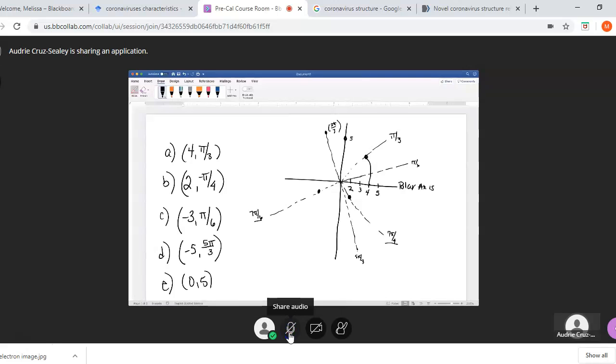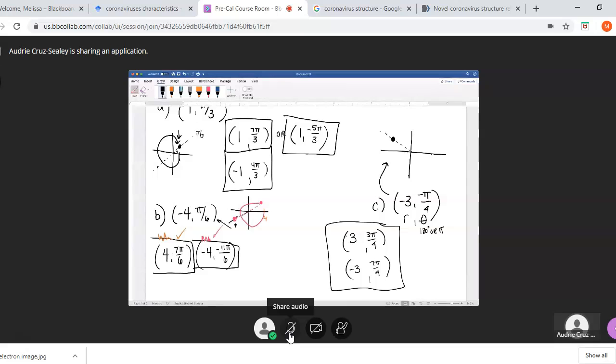Hold on, sorry. What did C look like? This is the original picture. That's this point, the point that was given. That's that picture. And both of these points will give you the same picture. Does that make sense?